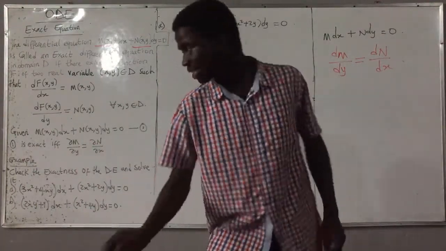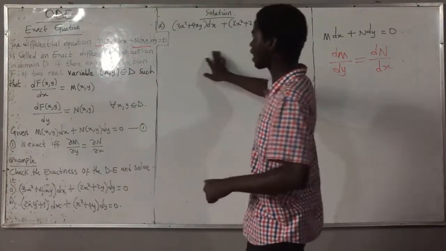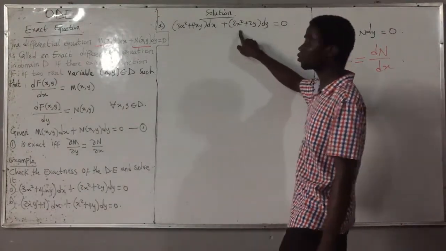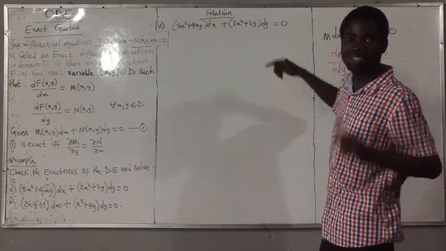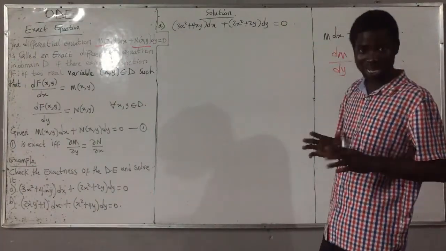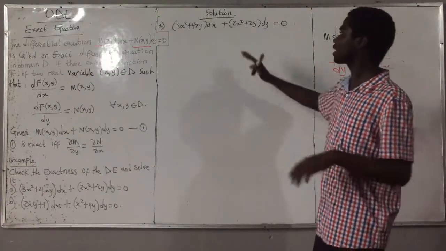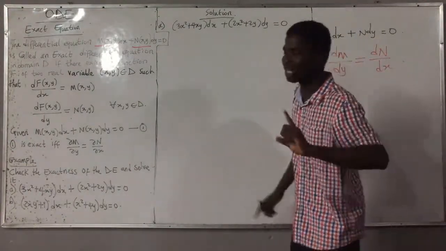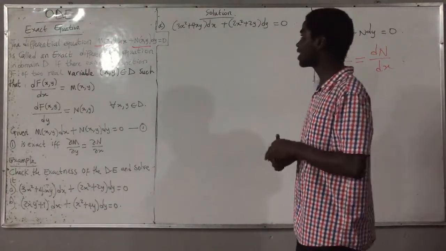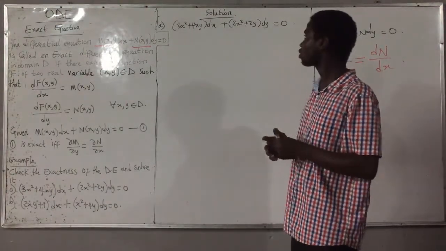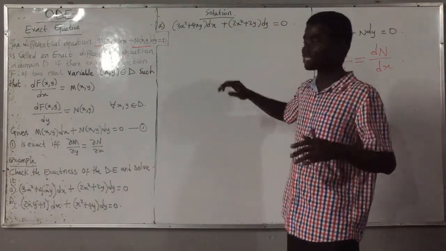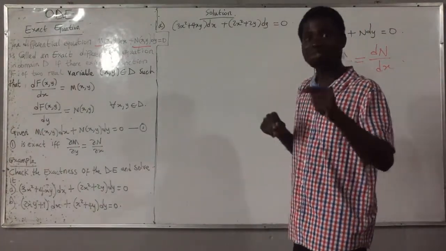Now example, let's see how we are going to solve. Look at the first example. (3x squared plus 4xy) dx plus (2x squared plus 2y) dy equals 0. So this differential equation is actually not variable separable. That's number one. Number two is that it is not homogeneous. You can pause the video and check it.